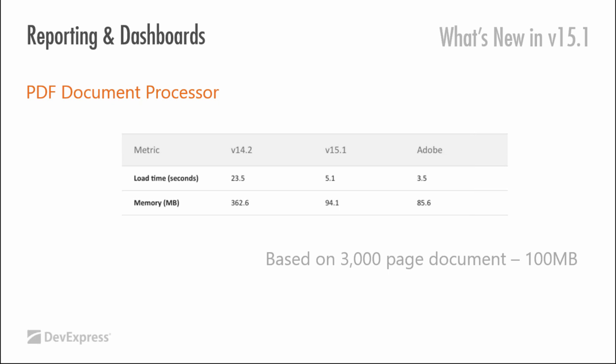The same with memory consumption. In 14.2, we were up around 360 meg. For that document, we're down to 94, which again is just sitting above Adobe themselves. So that's a huge improvement.